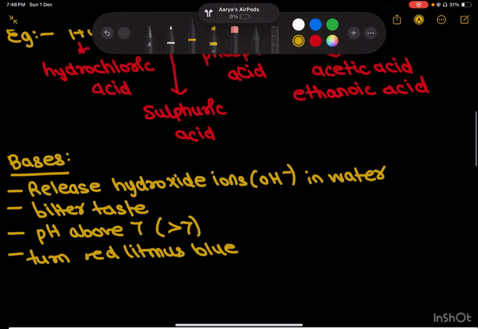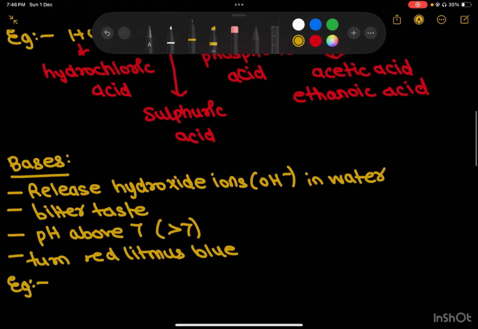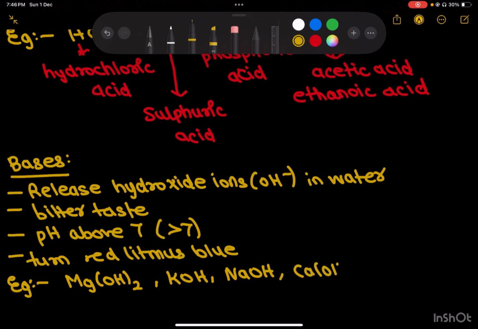Okay, so now some examples. Examples of bases include Mg(OH)2, KOH, NaOH, Ca(OH)2. And obviously there are soap and all those other things, but I'll not write that down here. We are only writing chemical formulas, right? We also have caustic soda, washing soda, all of that, but I'm not writing that down here. So these are the main bases here.